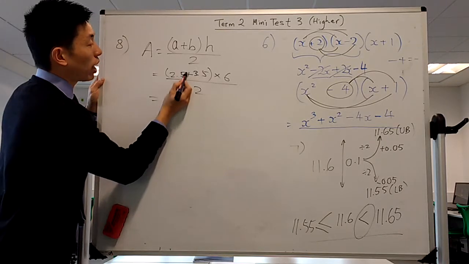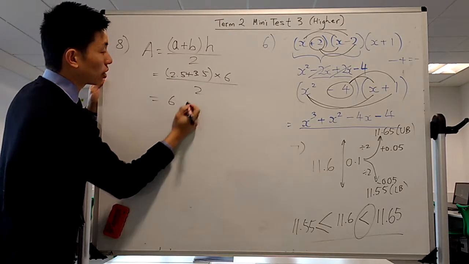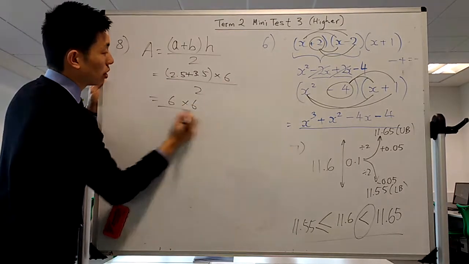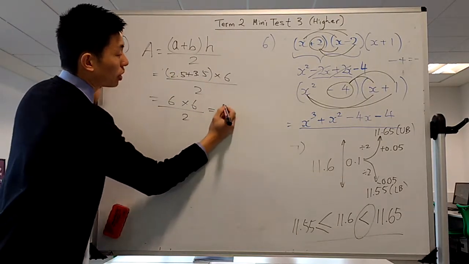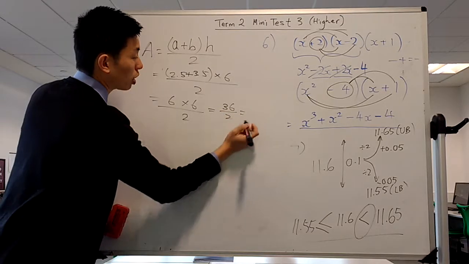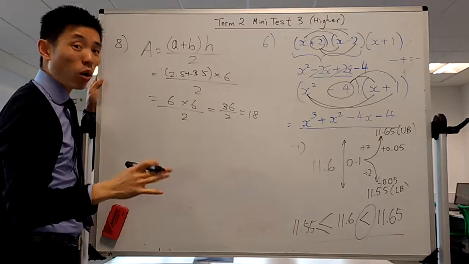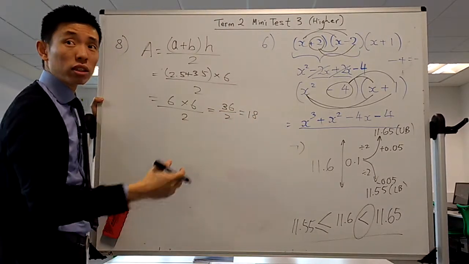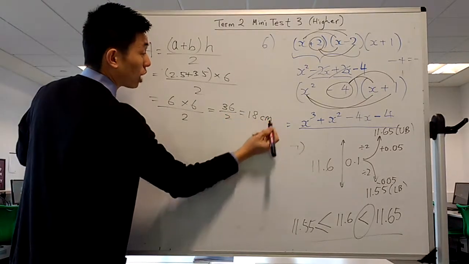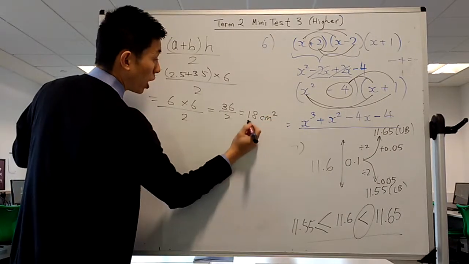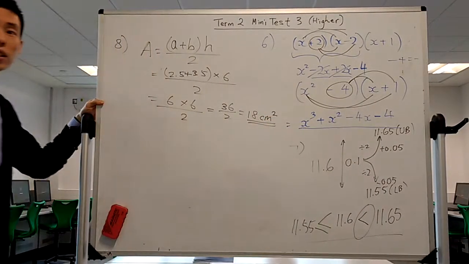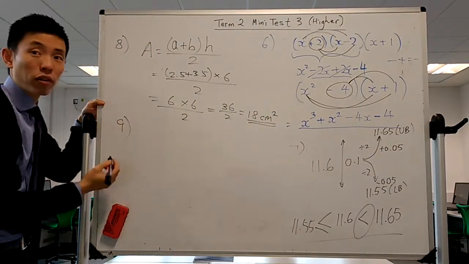So 2.5 and 3.5, that's 6. 6 times 6. Remember big maths, do the bracket first. And 6 times 6 is 36, halve it, that will give you 18. So from now on, you must include units, even though there might not be an extra mark, it's a good habit as well. It's squared because it's area. So 18 centimeters squared. Number 9, very easy.